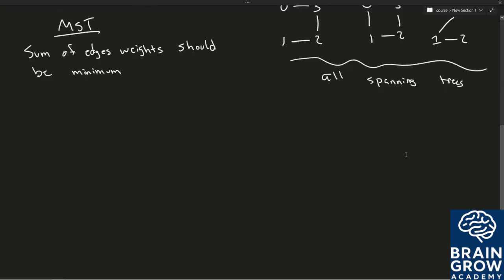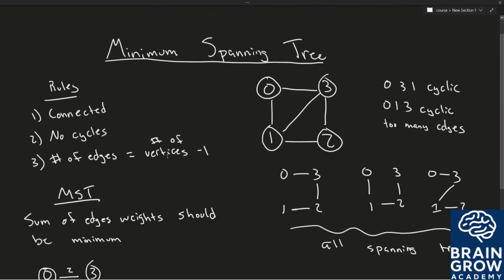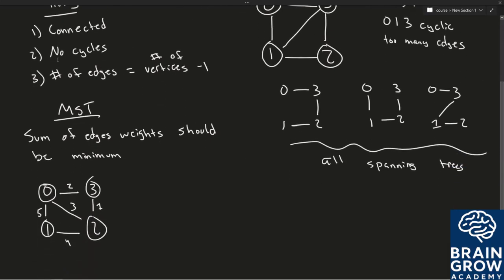Alright, so if we take our same example from above of 0, 1, 2, and 3, and now we start assigning some weights to them. So we have 0 to 3 is 2, 3 to 2 is 1, 0 to 2 is 3, 1 to 2 is 4, and 0 to 1 is 5. So if we want to create a minimum spanning tree to this, then we want to satisfy our three rules above of it being connected with no cycles, and the number of edges is equal to the number of vertices minus 1.